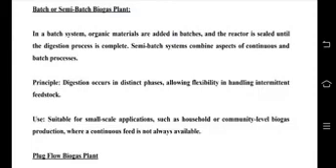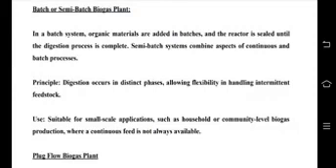In a batch system, organic materials are added in batches and the reactor is sealed until the digestion process is complete. Semi-batch systems combine aspects of continuous and batch processes. So digestion occurs in distinct phases, allowing flexibility in handling intermittent feedstock.